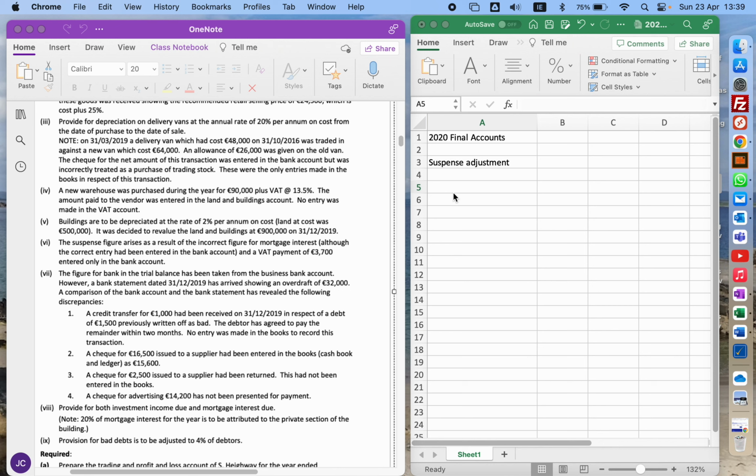Okay, still with the 2020 question one for sole traders. So we're going to deal with suspense. Now, again, this is another one that comes up all the time. The bank reconciliation doesn't come up all the time, but definitely depreciation does and suspense does. They're very predictable, these questions, like a lot of Leaving Cert questions.